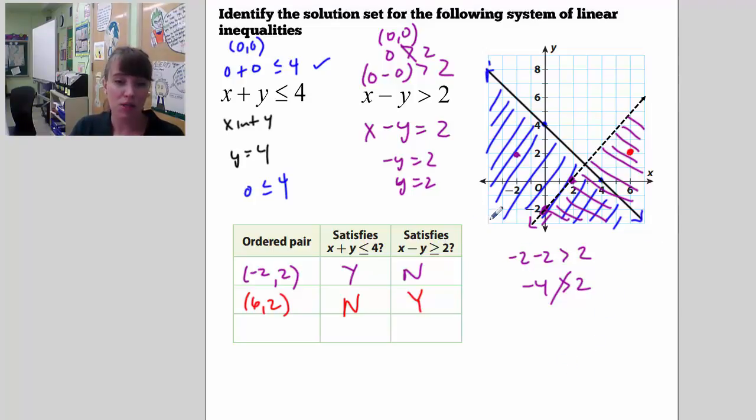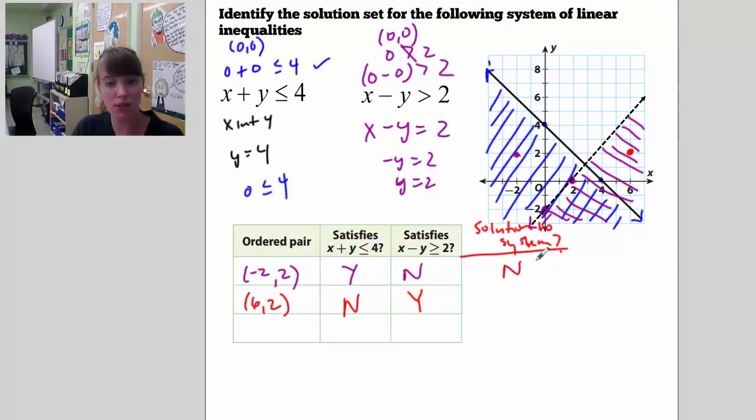Now, I should actually have a column here to say, is it a solution to the system? Well, if it's a solution to one but not the other, then the answer is no, it's not a solution to the system of inequalities, given the system together, right? A system of equations was all the points, or the single point, that satisfied both equations. Solving a system of inequalities is all the shaded points that satisfy both of the inequalities. So since each point satisfied one and not the other, both of these points are not a solution to the system.